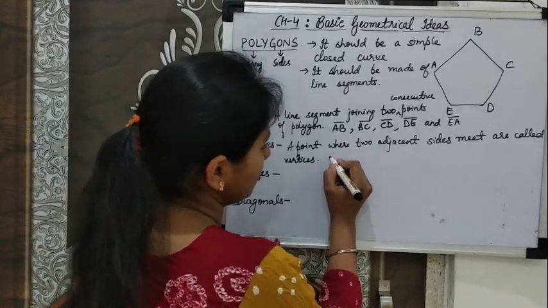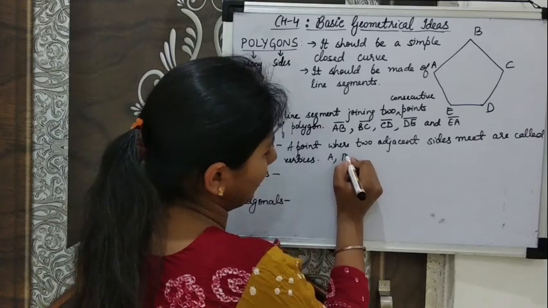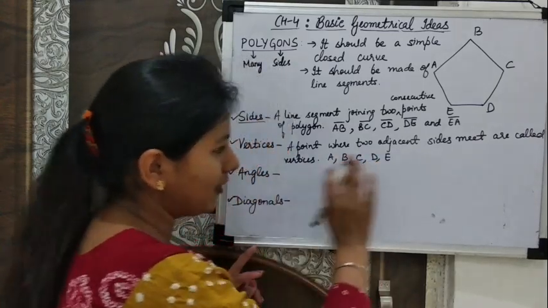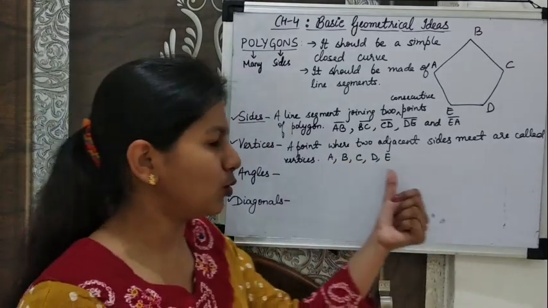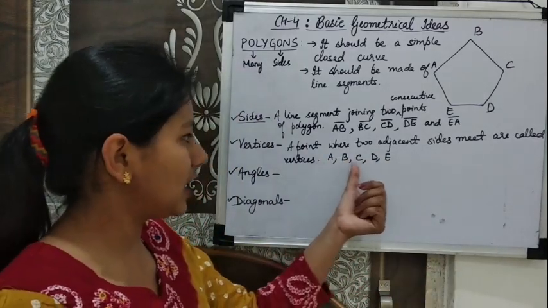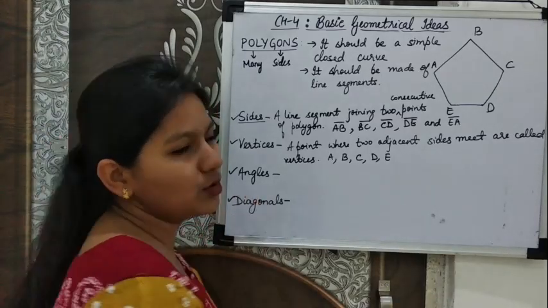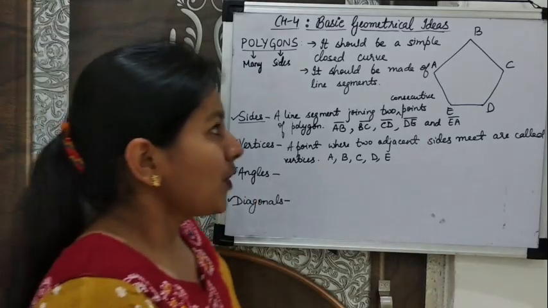ठीक है, so how many vertices? 5 vertices, A, B, C, D and E. I will write it in simple because these are only points. So these are the vertices of polygon ABCDE. Now we are going to talk about angles.